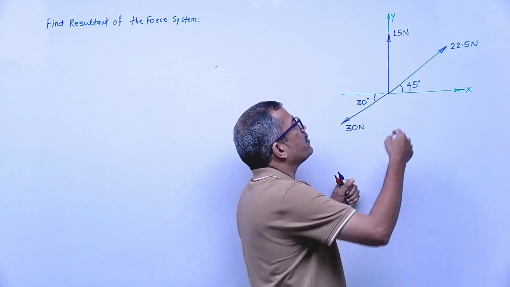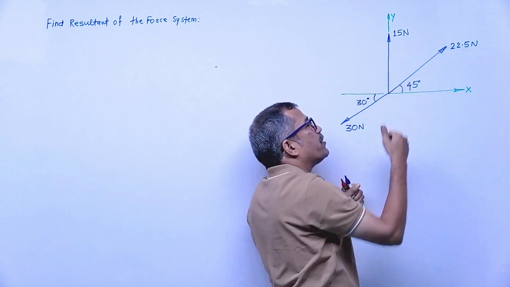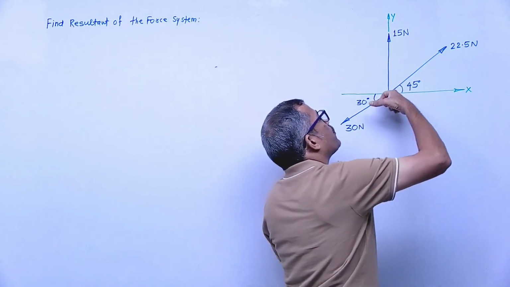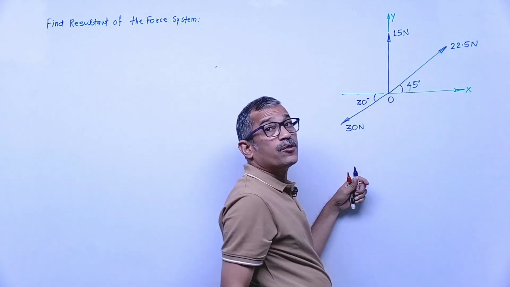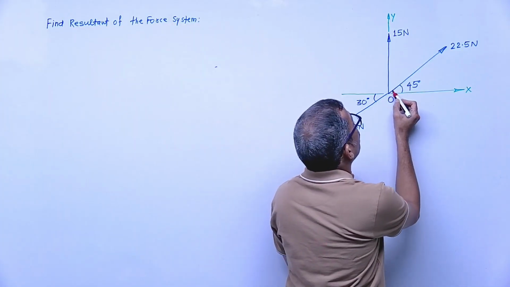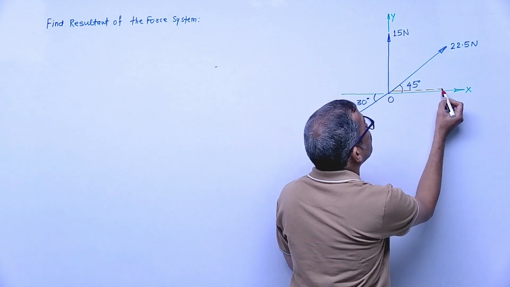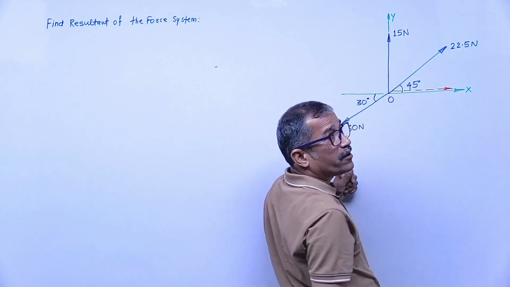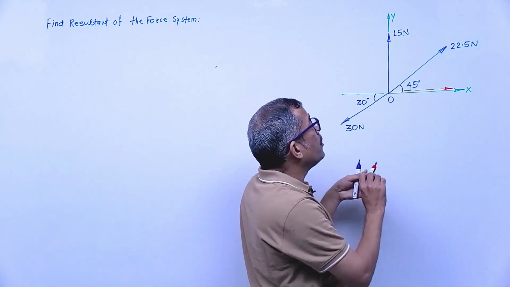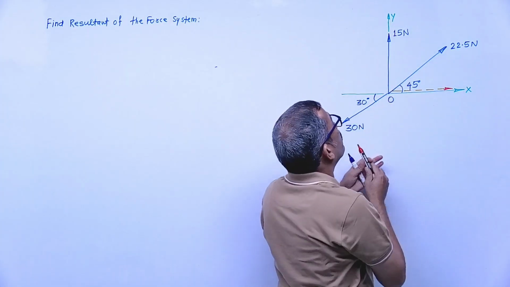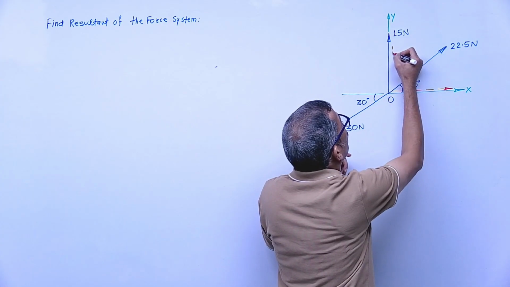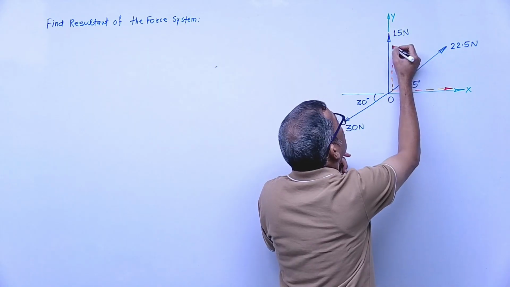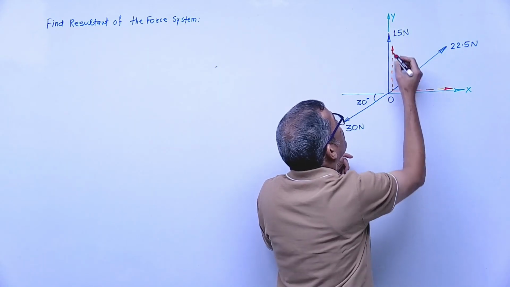If you want to resolve, see what is the nature of the 22.5 Newton force. At this point it is acting, say this point is O. The force is away from point O, which means it is pull in nature. If the given force is pull in nature, the components are also pull in nature, so a horizontal component rightward. What about the vertical component? Pull in nature means the direction is vertically upward, right?